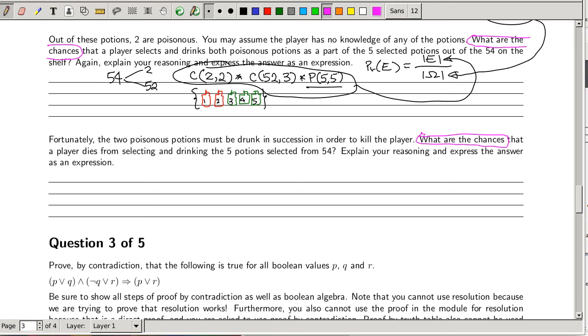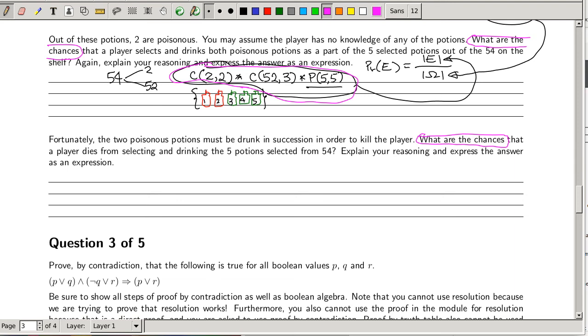That is actually very handy, because now we have to look at the way we come up with this number, and that's going to be a lot more. Let me just use a highlighter here. If we look at this number, this is actually quite a bit more than the actual number of cases where somebody is going to die, because in order for a player to die, that person has to drink both potions in succession. So now the question is, how do we deal with this?